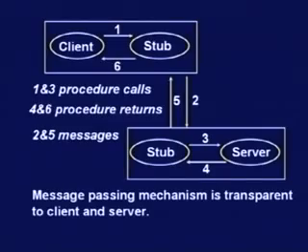This is how message passing occurs. This is how the client process and the server process communicate with each other using message passing, which is a mechanism transparent to both of them, because they are not aware that they are on a different machine altogether.